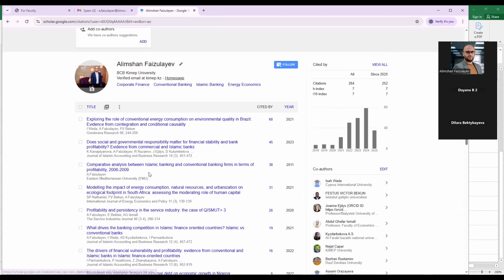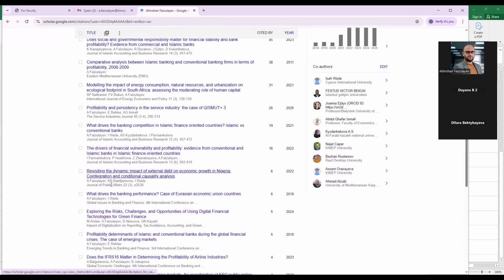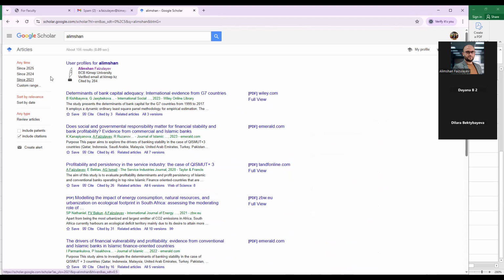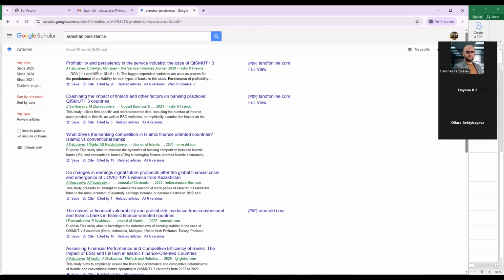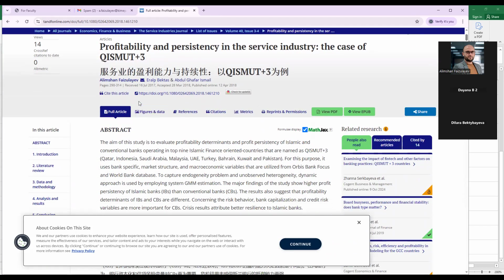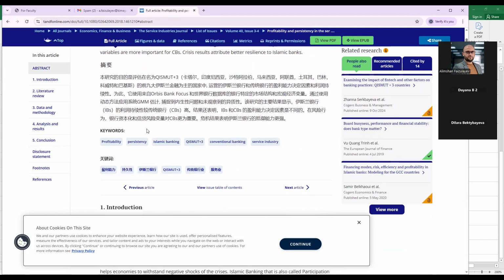For example, one of the works that I did, where is it? My first work is this one. It's profitability and persistency in the service industry, the case of Christmas plus 3 countries. I collaborated with the Islamic Development Bank from Saudi Arabia and my supervisor, a professor from Cyprus. It was a really good work and it was really tough.